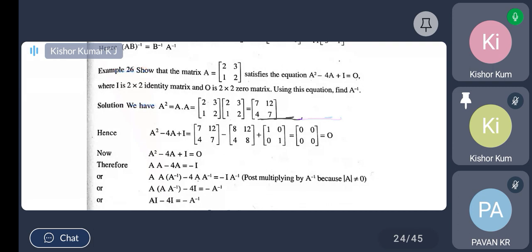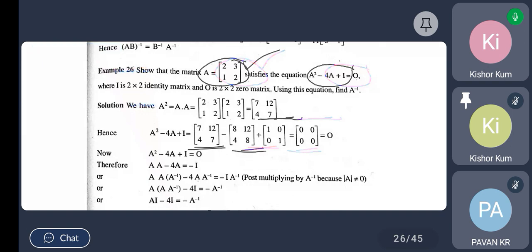Now we should substitute in the equation, by considering the LHS. Only consider the LHS: A square minus 4A plus I. So what are the values you have? You just replace them there. And you have A here. If you want to substitute the 4A value, do the multiplication of 4 with this matrix. So when you have substituted, you will get A square [7 12; 4 7] minus 4A, which is nothing but [8 12; 4 8], plus I, meaning the identity matrix.